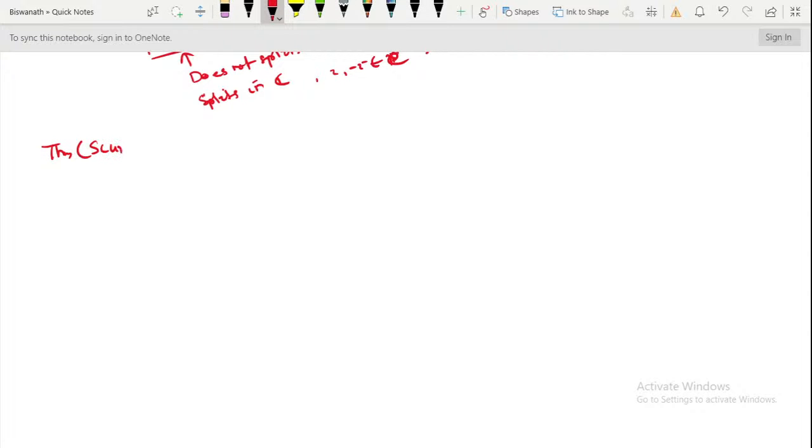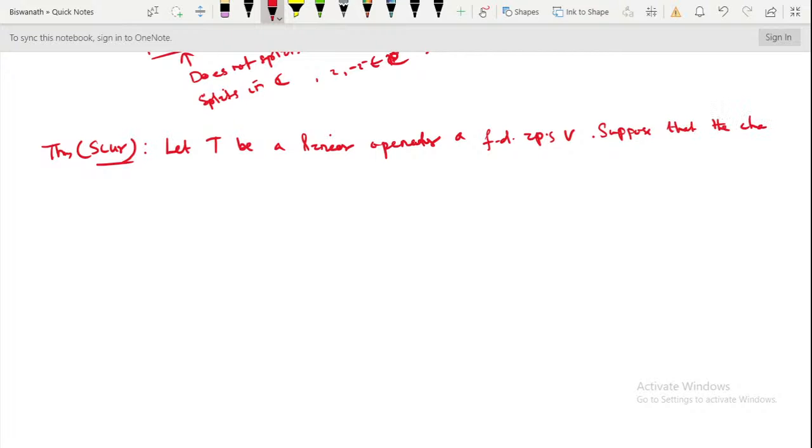I will not prove it, only the statement I will give to you. Let T be a linear operator on a finite dimensional inner product space V. Suppose that the characteristic polynomial of T splits.